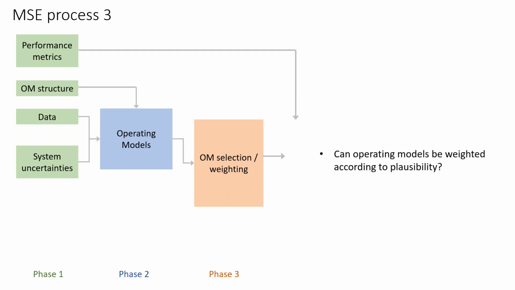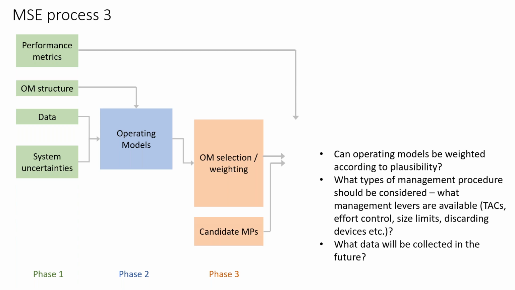So can they be weighted by plausibility? And also, probably really importantly here, what management procedures are you willing to consider? Like, what levers can you pull? We've already heard people talk about size limits, control of discarding levels, seasonal closures, spatial closures, access. We've got all kinds of ideas going around about what this could look like. Yeah, what are these candidate management procedures we'd like to test? What do they look like?